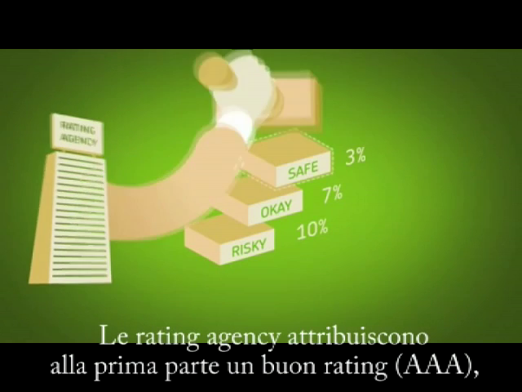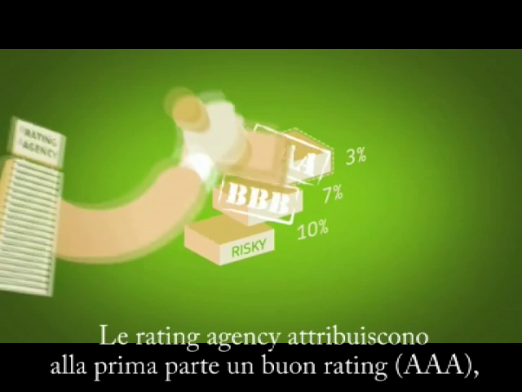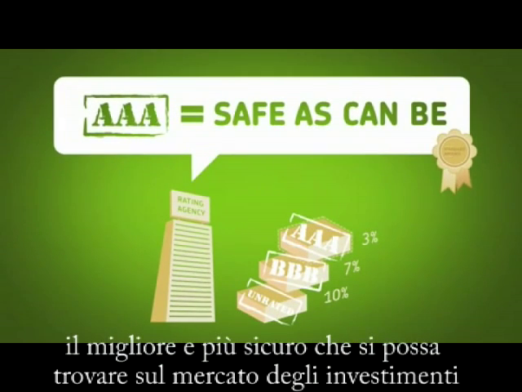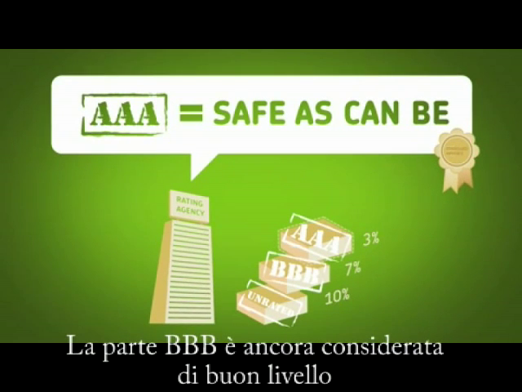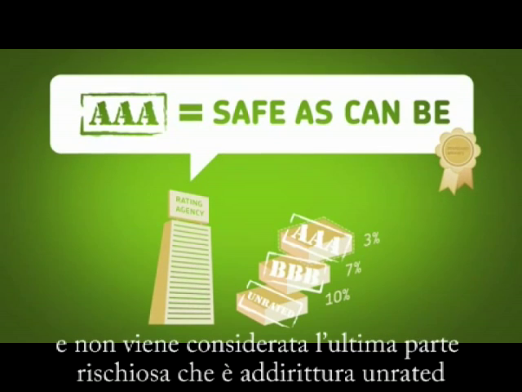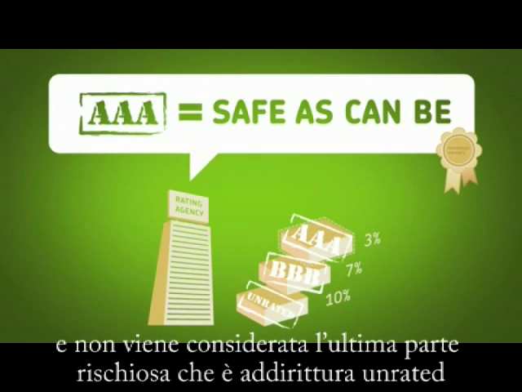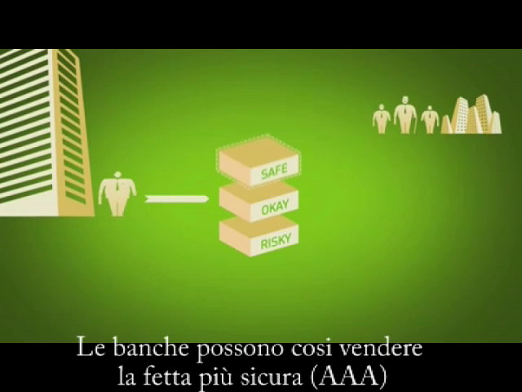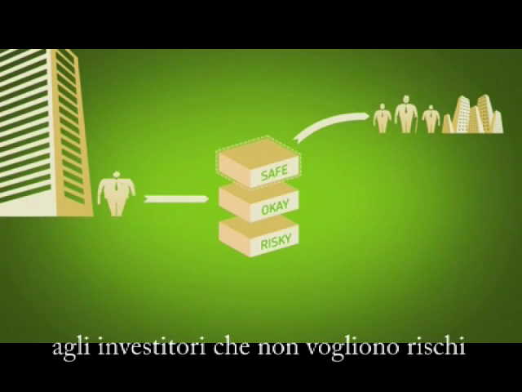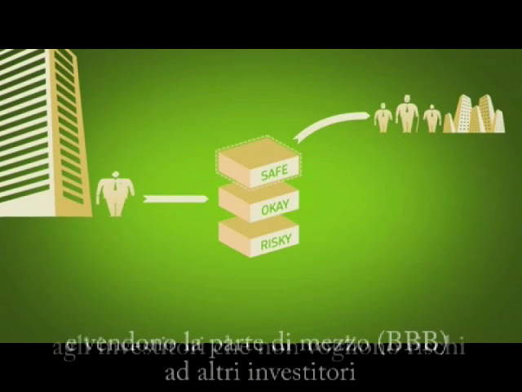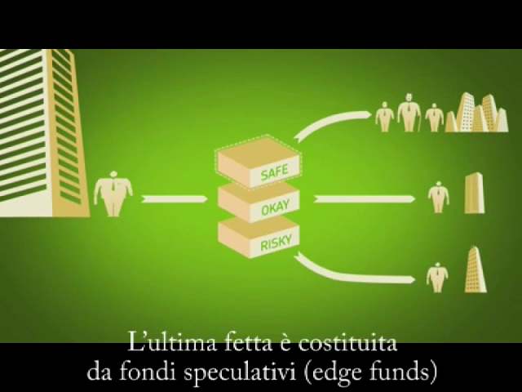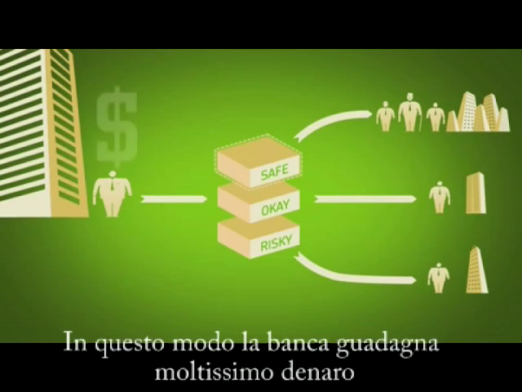The banks do all of this work so that credit rating agencies will stamp the top slice as a safe, AAA rated investment, the highest, safest rating there is. The OK slice is BBB, still pretty good, and they don't bother to rate the risky slice. Because of the AAA rating, the investment banker can sell the safe slice to the investors who only want safe investments. He sells the OK slice to other bankers, and the risky slices to hedge funds and other risk takers.